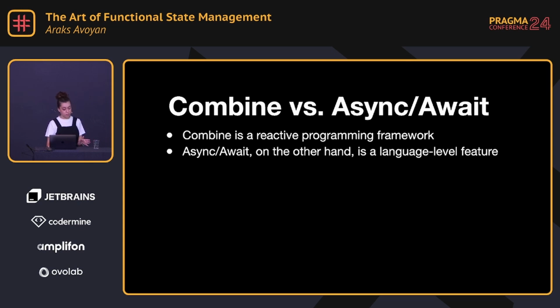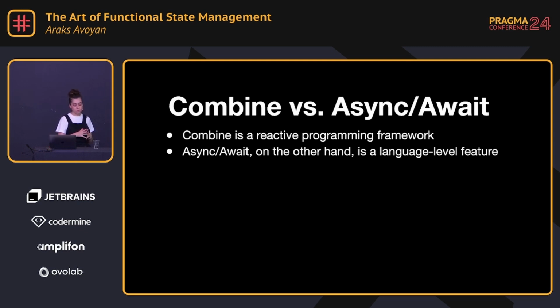It offers a declarative style, allowing you to define data pipelines using operators. Async await, on the other hand, is a language-level feature that simplifies writing asynchronous code by making it look and feel like synchronous code. It's particularly useful for straightforward asynchronous tasks. The choice between Combine and async await often depends on the complexity of your asynchronous operation. For simple tasks, async await offers a more concise and readable solution. However, for intricate data transformation and managing multiple asynchronous events, Combine's declarative approach might be more suitable.